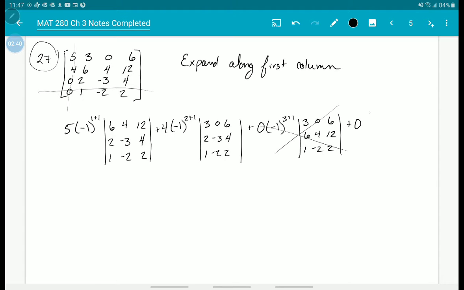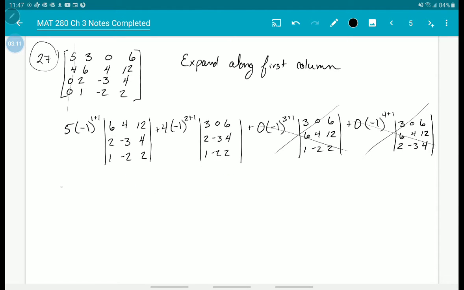And then along that fourth row, so we're taking out that fourth row, first column. And the minor is that. And once again, 0 times anything is 0, so we really are only going to have to compute the determinants of these two 3 by 3s to get to our final answer.